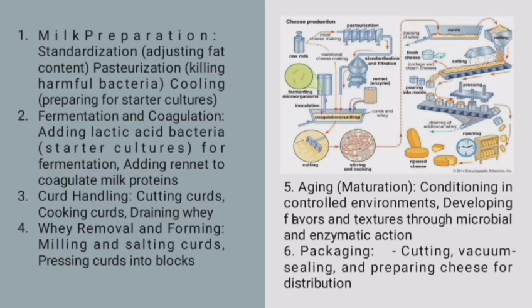The preparation of milk begins with standardization, which adjusts the fat content, followed by pasteurization to kill harmful bacteria and cooling to prepare the milk for starter cultures. Fermentation and coagulation then take place by adding lactic acid bacteria as starter cultures for fermentation and adding rennet to coagulate the milk proteins. The curds are then handled by cutting, cooking, and draining the whey.